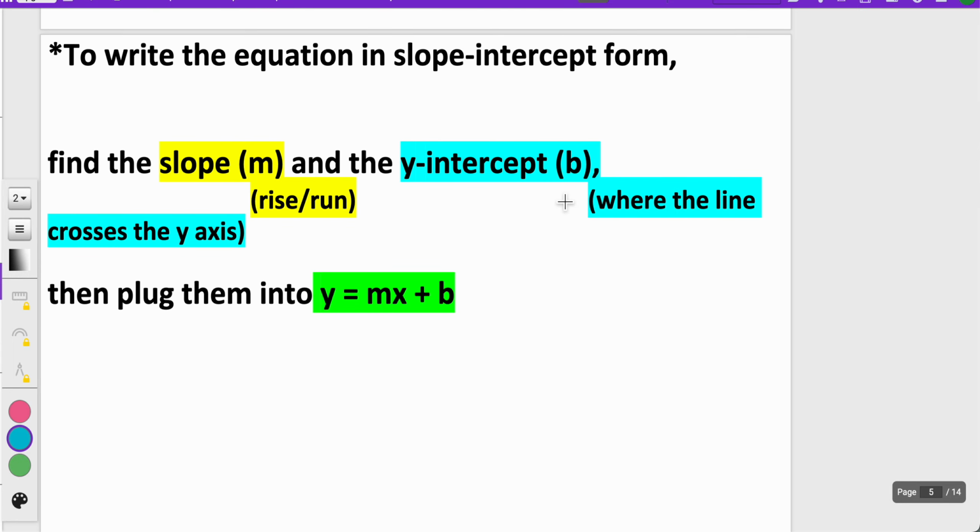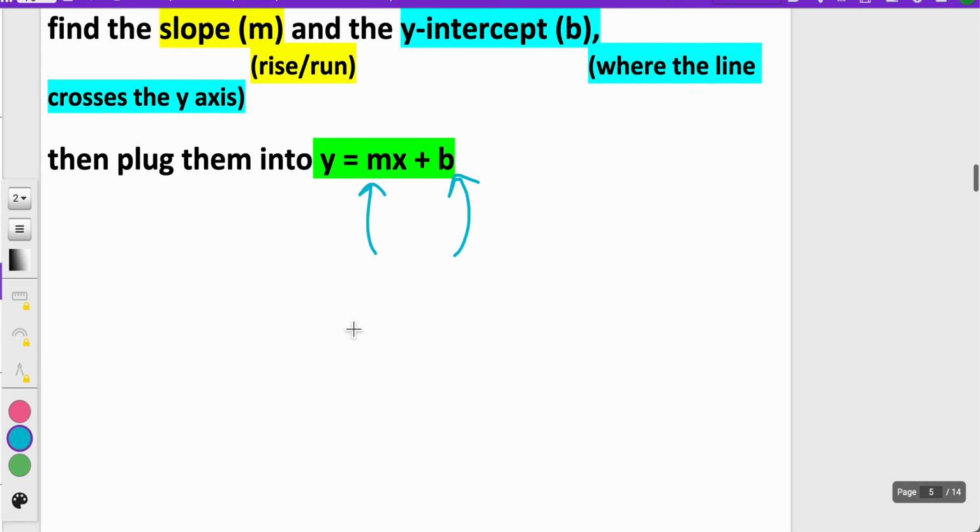To write the equation in slope-intercept form, you first want to find the slope and the y-intercept. Your slope is your rise over run. Your y-intercept is b, where the line crosses the y-axis. And then you plug it into your formula. So m would be your slope and b would be your y-intercept. You're always going to have that x and the y in the same place value when you do slope-intercept form.